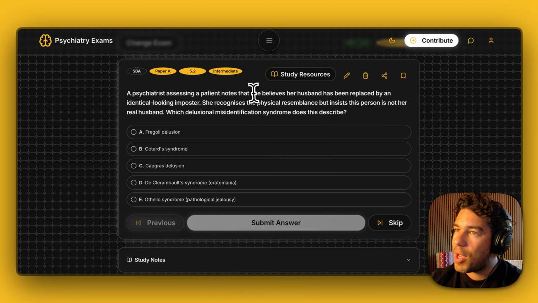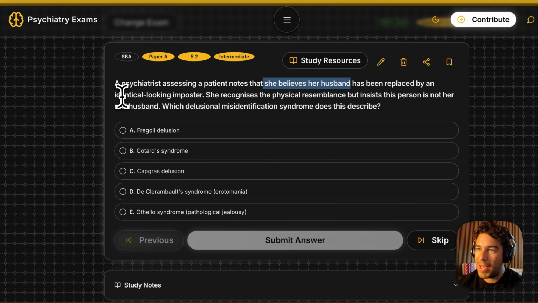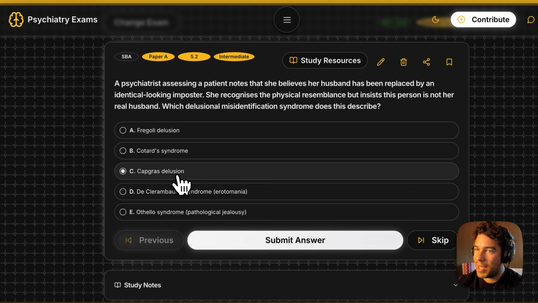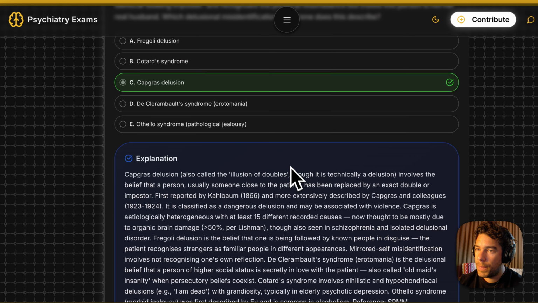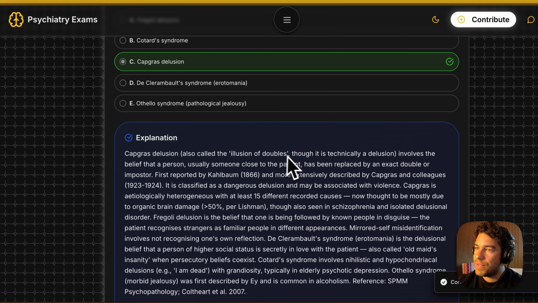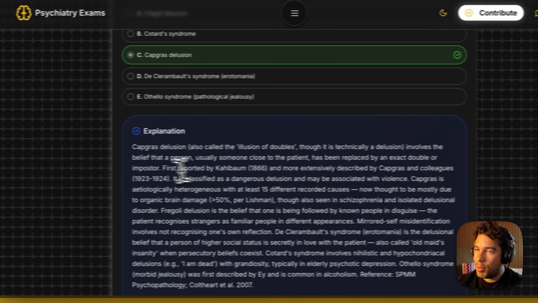So this person believes that her husband has been replaced by an imposter. So the misidentification of loved ones in this direction is the Capgras delusion. This is also called the illusion of doubles. It involves the belief that a person, usually someone close to the patient, I must say that's always been the case for the individuals I've seen with this condition, has been replaced by an exact double or imposter.